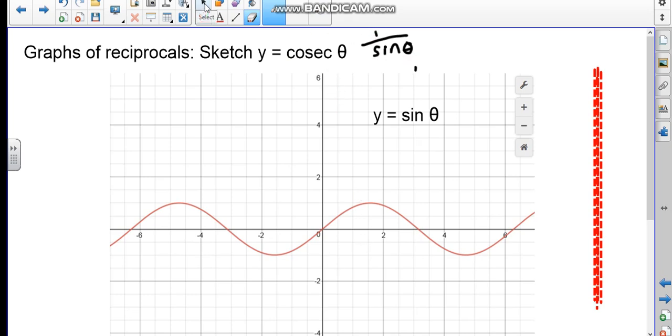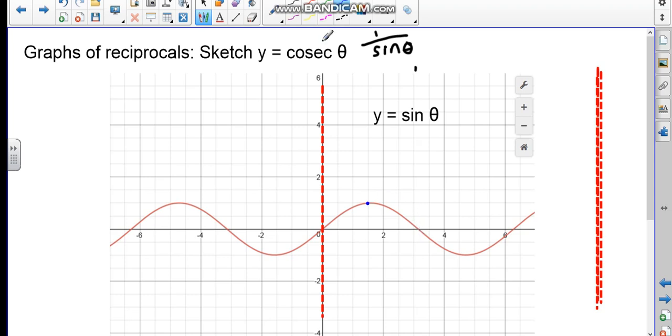If we just look at some key points here, let's use a blue pen. At 0, 1 over 0 we can't do, so we know that's going to be an infinite point, and in fact we're going to have an asymptote there. So let's put an asymptote in there. There's going to be no value at that point. If we travel up to this point here, which is pi by 2 or 90, we get the value 1. So 1 over 1 is 1. So cosec of 90 or pi by 2 is 1. We get that value there.